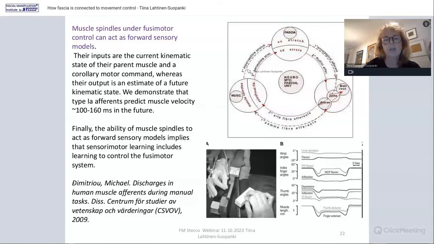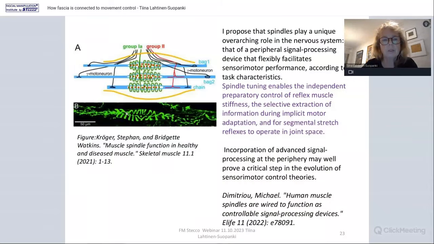And this pre-checking is something that they have already done a lot of work on in occupational medicine with people who feel clumsiness, who feel a lack of coordination in their movements. And Michael Dimitriou did his PhD on muscle spindle and gamma motor neuron and motor learning. So there is huge interest in this.